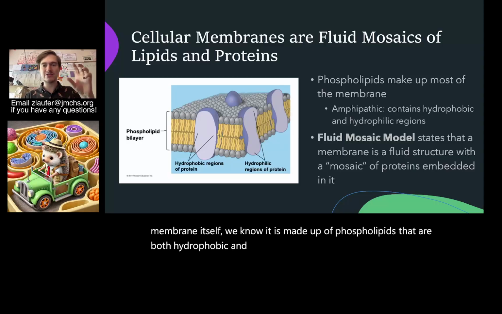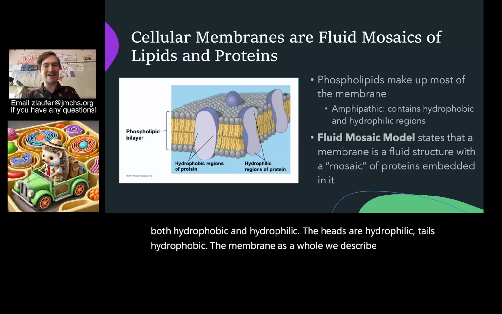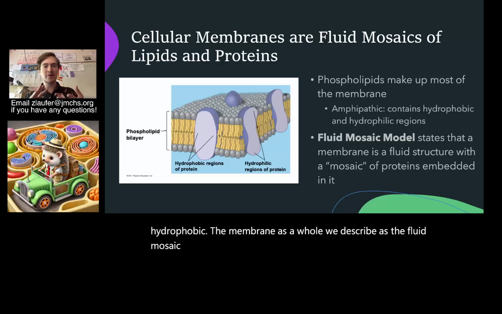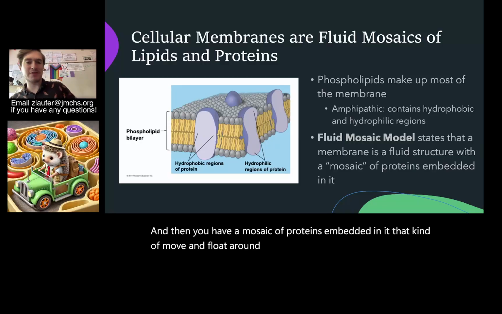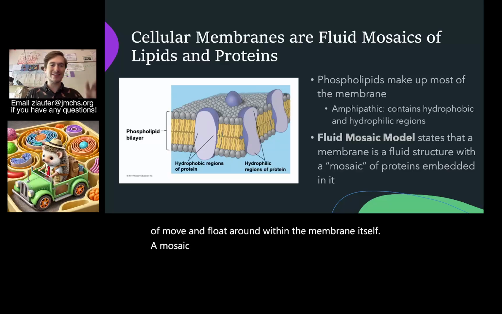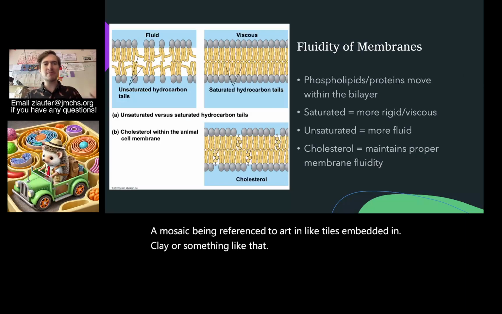Okay, talking about the membrane itself, we know it is made up of phospholipids that are both hydrophobic and hydrophilic. The heads are hydrophilic, tails hydrophobic. The membrane as a whole we describe as the fluid mosaic model, where the phospholipids are kind of this fluid structure, and then you have a mosaic of proteins embedded in it that kind of move and float around within the membrane itself. A mosaic being reference to art, like tiles embedded in clay or something like that. So the membrane is fluid.